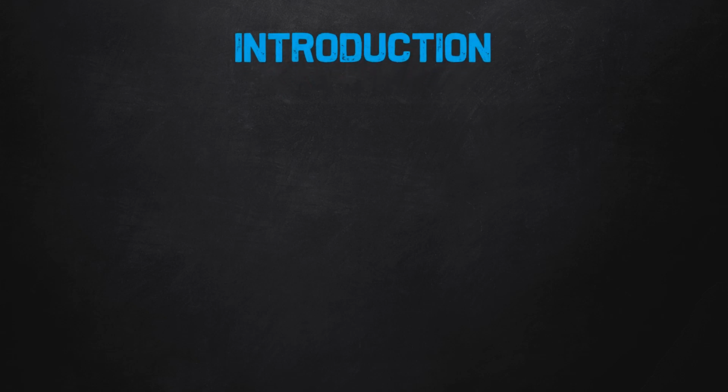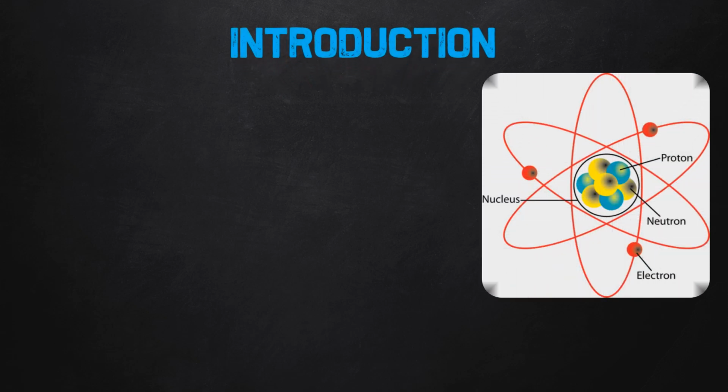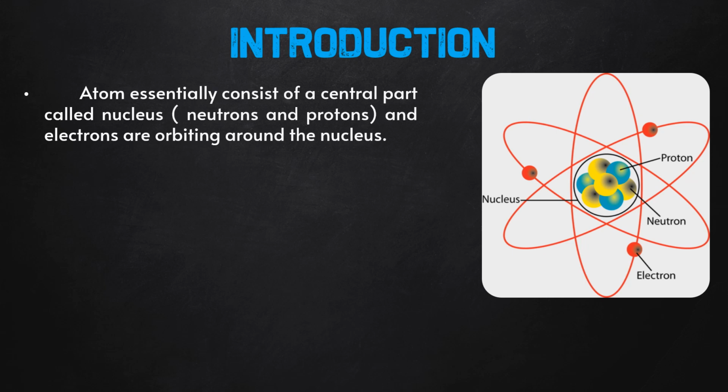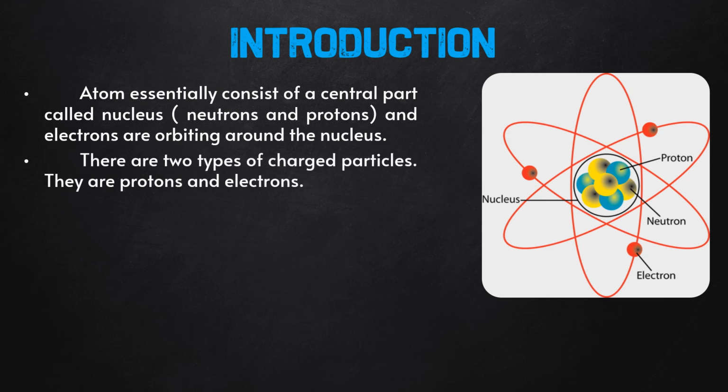Introduction. We all know well that all the matter in this universe is made up of atoms. Atoms essentially consist of a central part called the nucleus, and the neutrons and protons are present inside the nucleus, and the electrons are orbiting around the nucleus. There are two types of charged particles, and they are protons and electrons.